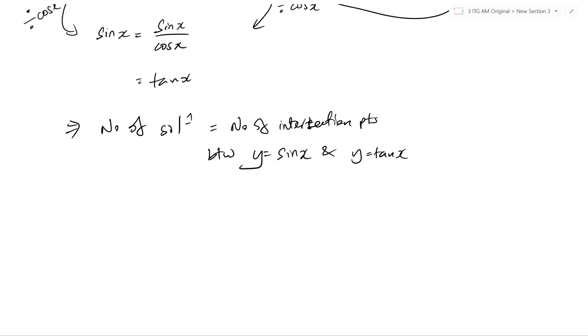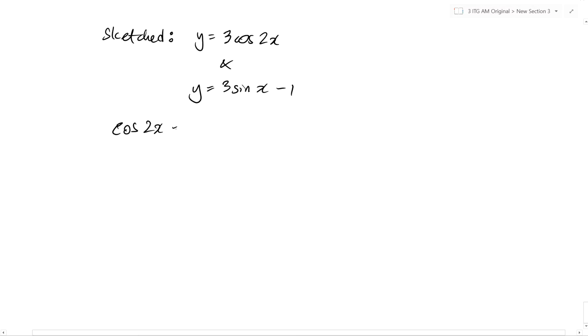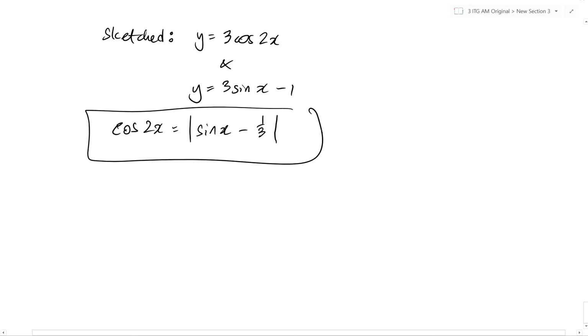Okay, how should I do this? I will not sketch for you, but I will show you how to do the second part. We have already sketched y equals 3 cosine 2x and y equals 3 sine x minus 1. Use this to find the number of roots in cosine 2x equals sine x minus 1/3. Is there a relationship between this and these two?